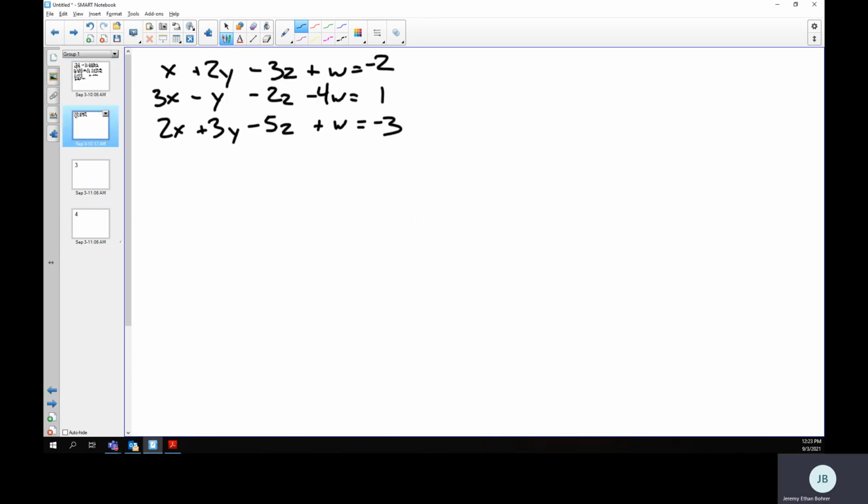Moving on. Here we have an equation that has more variables than it has equations. We can still set up our matrix. 1, 2, negative 3, 1, negative 2. 3, negative 1, negative 2, negative 4, 1, 2, 3, negative 5, 1, negative 3.